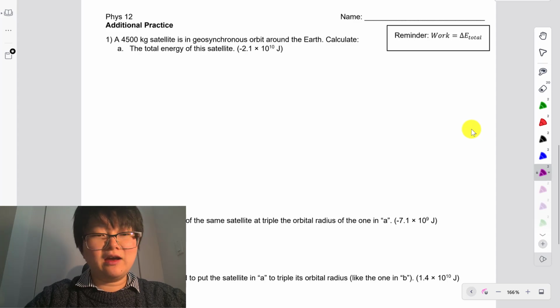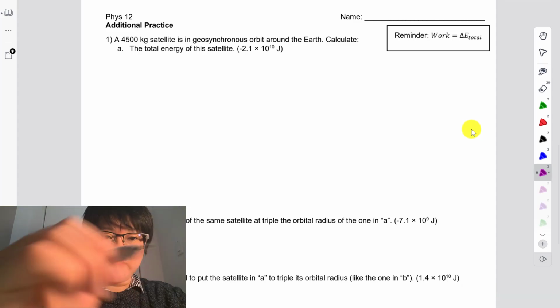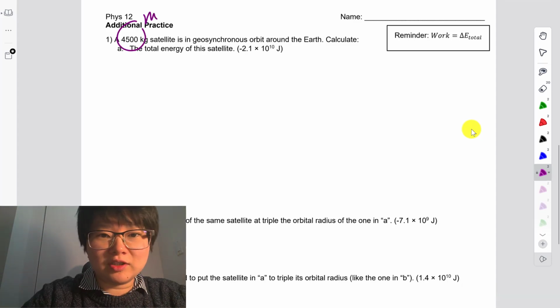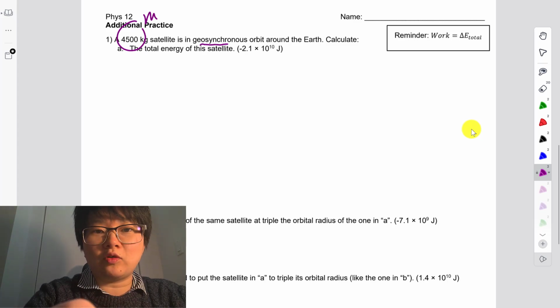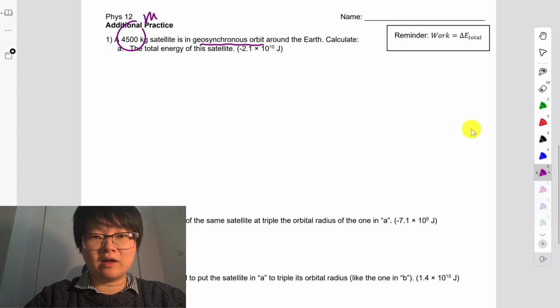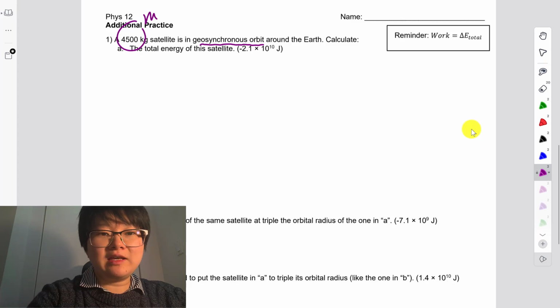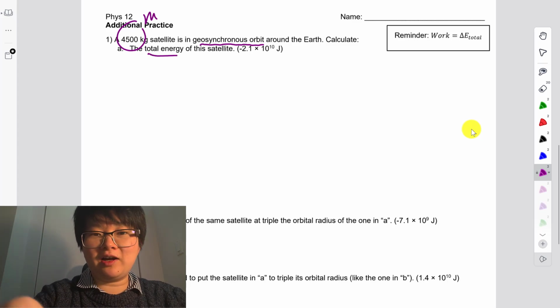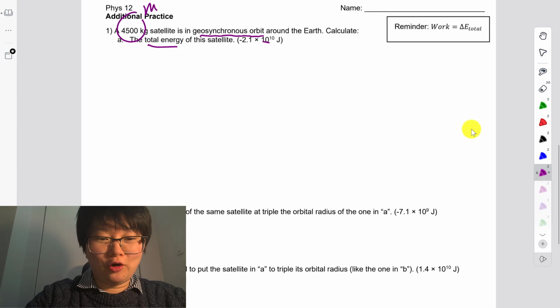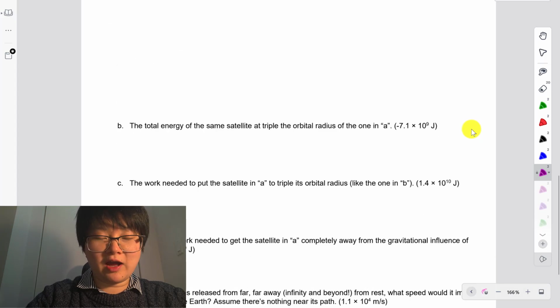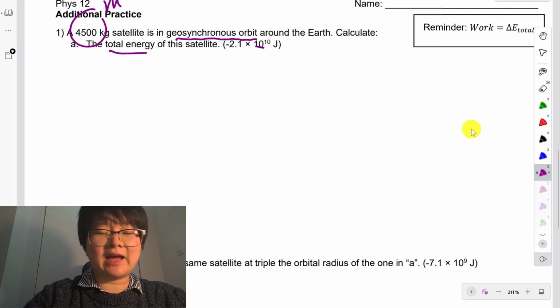We have a 4,500 kilogram satellite, which is in geosynchronous orbit. We're going to talk about that word in a moment. Calculate the total energy of the satellite, and answer all of the other questions below. Let's start by looking at total energy.